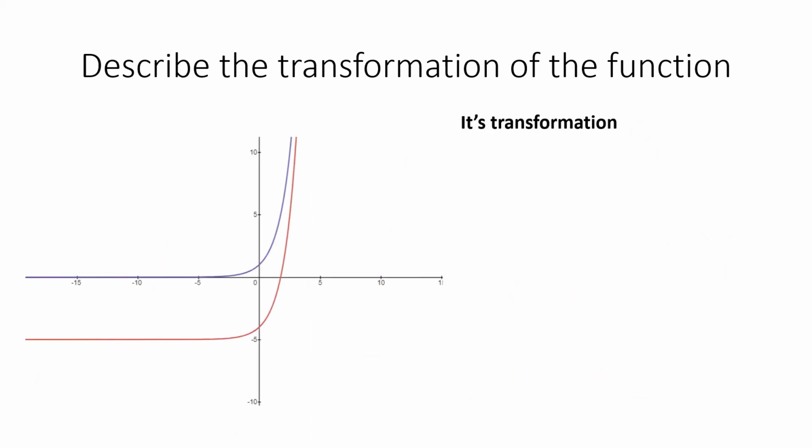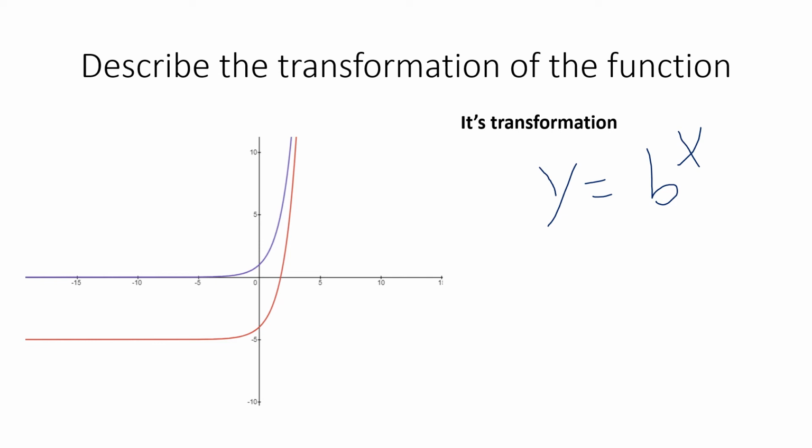Describe the transformations of the function. What kind of equation is this? Or function? It's a quadratic. So what do we know about a quadratic function? It's a particular characteristic that stands out. Asymptote. Good job.